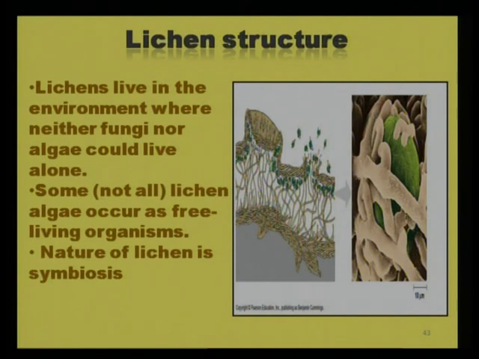Now, if you see the structure of the lichen, this is an electron micrograph picture in which you can see the green part, that is the cyanobacteria, and around it the hyphae of the fungi is placed. This is a symbiotic relationship. Over here you can see that the lichens cannot live in the environment alone, meaning both will be found together. But sometimes it has been seen that algae or cyanobacteria can live as free living organisms in the environment, but by nature they have a symbiotic relationship.